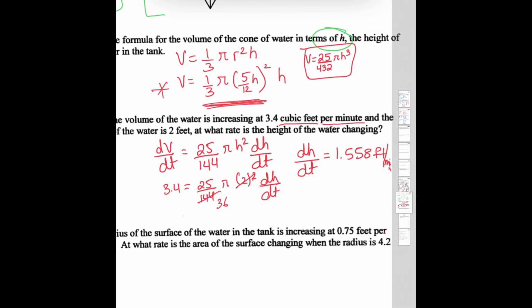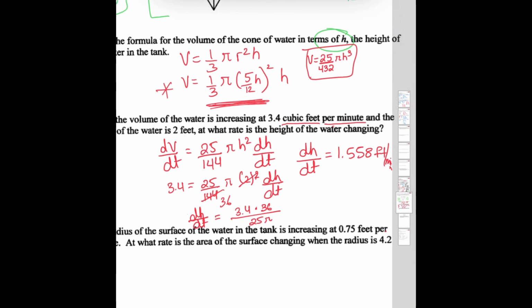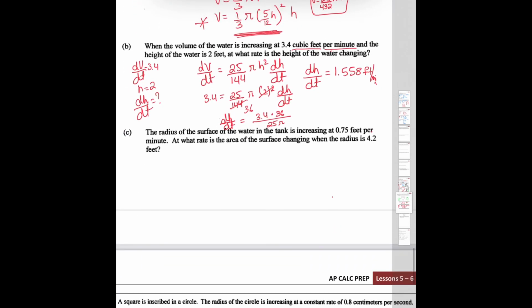Let me rewrite what I got here. For some of you, if you want to see what I put in the calculator, 3.4 times 36 over 25 pi. Okay, so the next one.